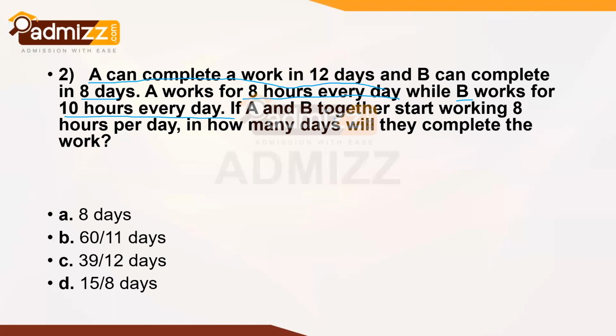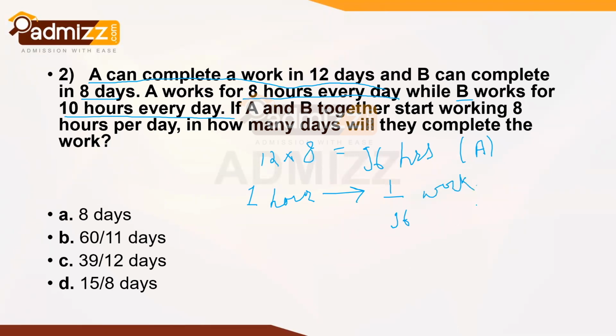So the total amount of time that A takes to complete the entire work is 12 times 8, right? Because A works 8 hours every day for 12 days. So this is 96 hours, right? This is the total amount of time that A takes to complete the work, 96 hours. So in 1 hour, A completes 1 by 96 amount of work, right? So this is fairly simple.